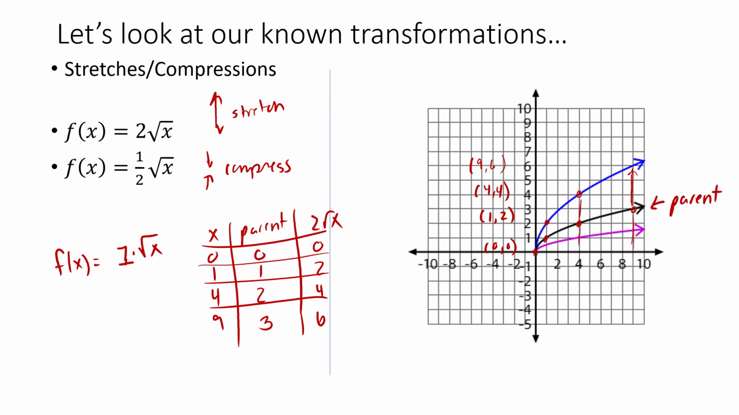Now with the 1/2, okay, that's the graph in pink. When you get to the 1, well, 0, 0 is the same. Okay, it's actually only up halfway. Instead of a 2, it's only gone up to 1. Instead of a 3, it's actually at 1.5. And so that is your compression. So it's like pushing the graph down instead of stretching it upward.